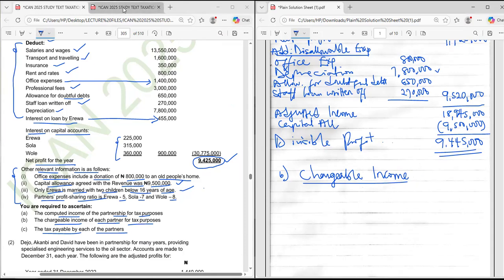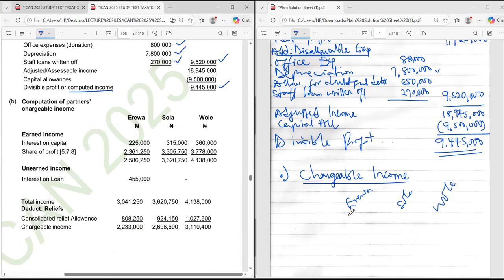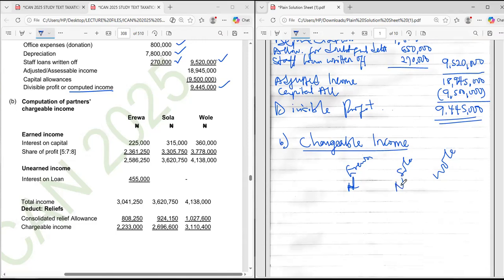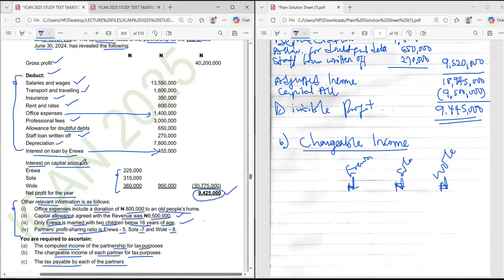Are we good? Who are the partners? There are three partners. We have Erewa, we have Shola, and we have Wally. What are the incomes in the hands of the partners? Any money that comes to the partners is an income. So all these, interest on capital account and interest on loan, were an expense to the partnership, but an income to the partner. You understand? It's an income to the partner.